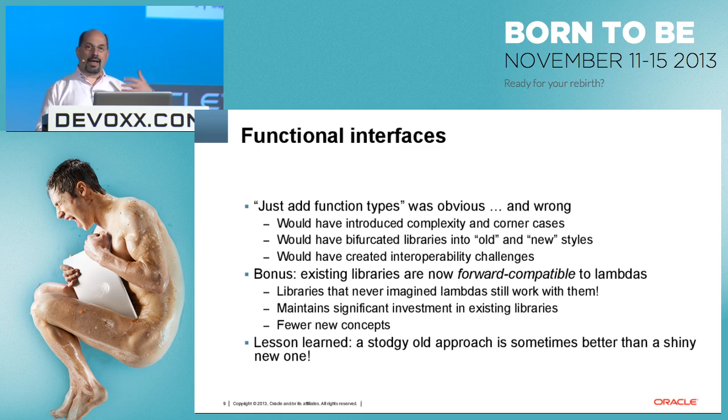So instead, by adopting a pattern of coding that people have been using in Java libraries for years, those old libraries are now forward compatible to lambda, even though they were written at a time that didn't imagine Java would ever have lambdas, which is a pretty cool trick. Not only did this make our lives easier in implementing lambda, but it also maintains our significant investment in the libraries in the Java ecosystem. So it's kind of a lesson here: sometimes the stodgy old way of doing things is actually better than the shiny new one.